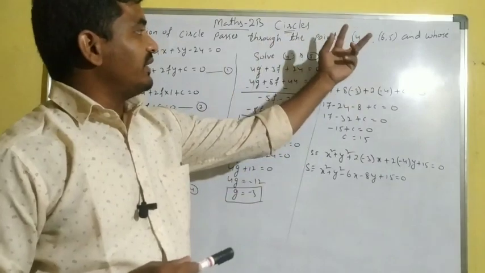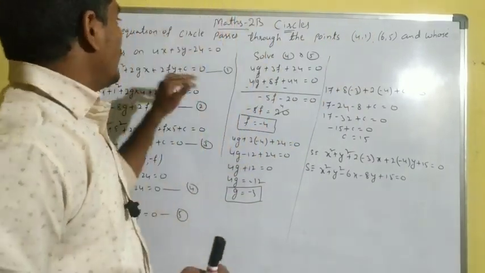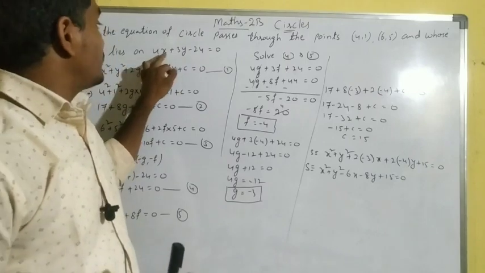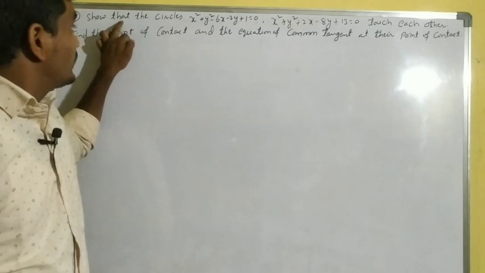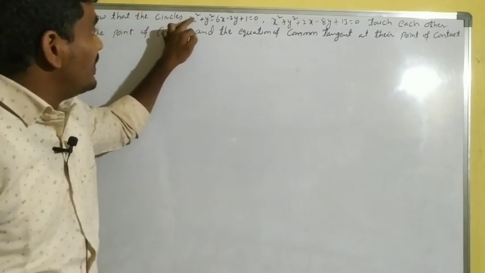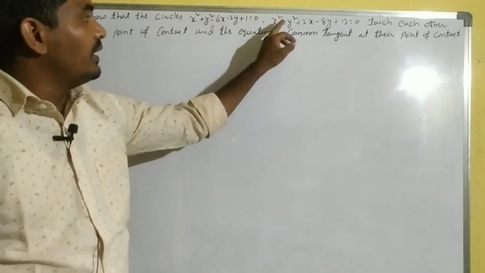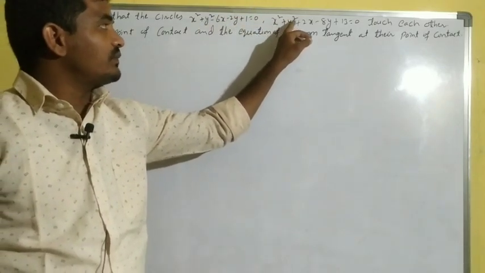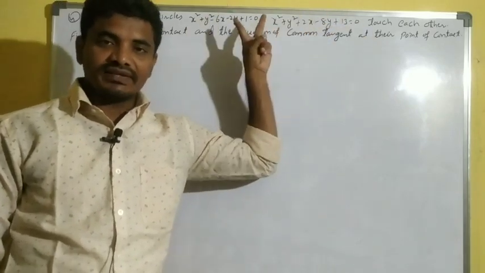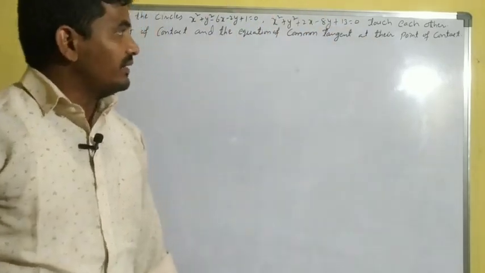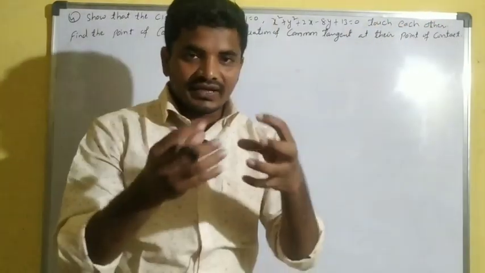When 2 points are given and the circle center is passing through the line 4x plus 3y minus 24 equals 0. Show that the circles x square plus y square minus 6x minus 2y plus 1 equals 0, and the second circle x square plus y square plus 2x minus 8y plus 13 equals 0. Two circle equations are given, and the two circles touch each other.